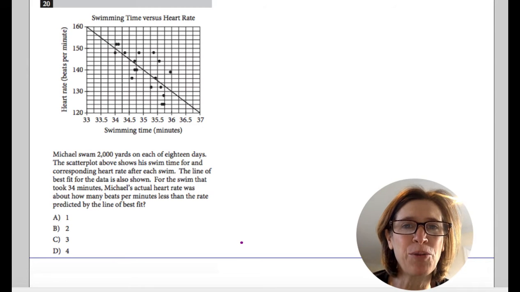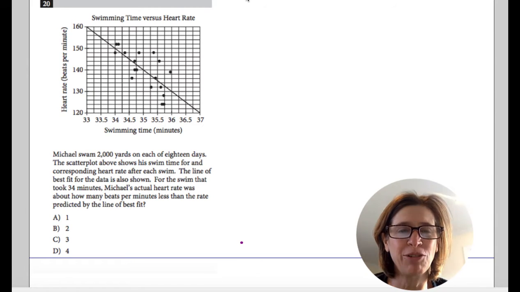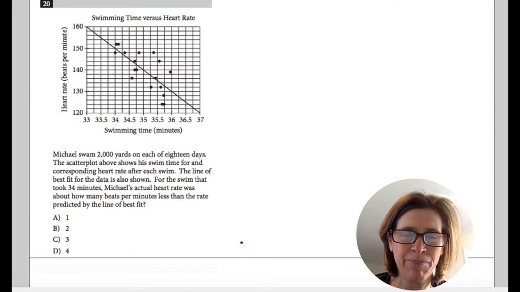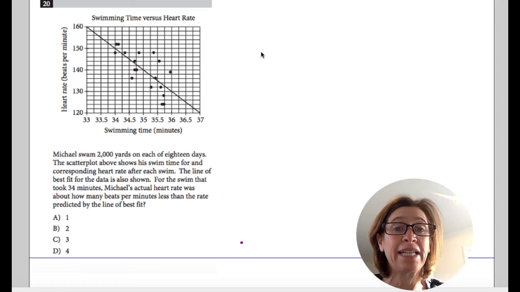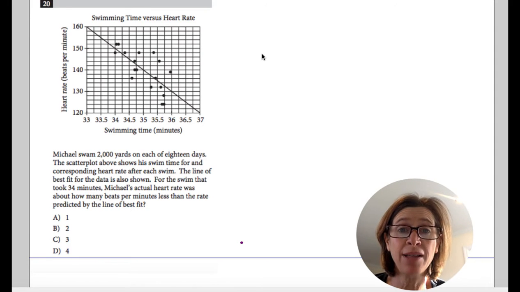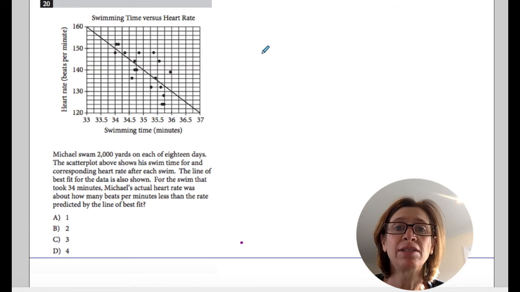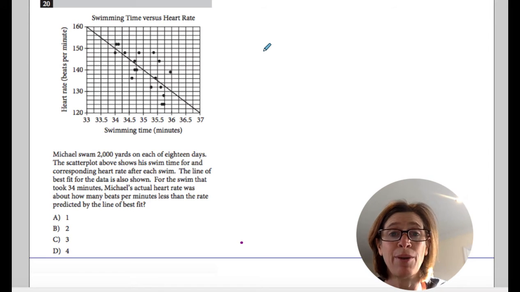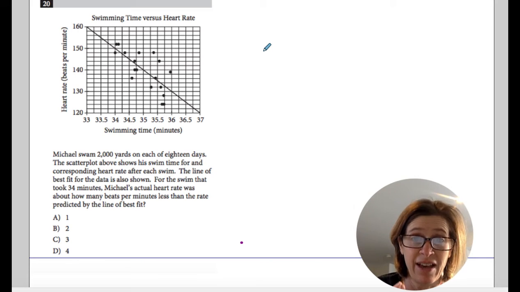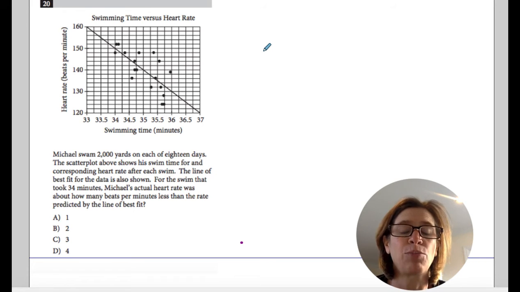Today I'm going to be going over practice test 3 math calculator number 20. And oftentimes on this test you're going to see lots of questions that relate to scatter plots or line of best fit questions. And so it's very important for you to recognize that there is a difference between the questions that ask about the data on the scatter plot versus the questions that ask about the line of best fit on the data, on the scatter plot.